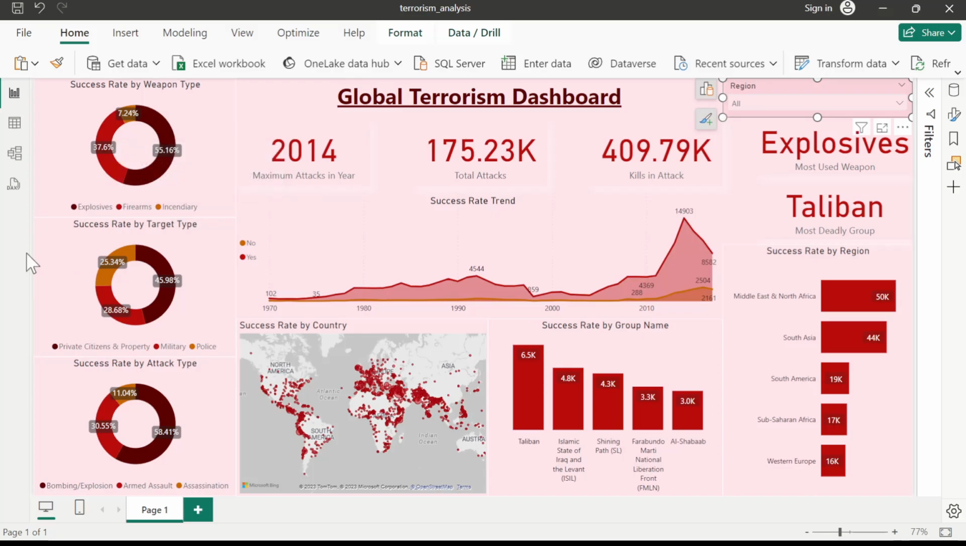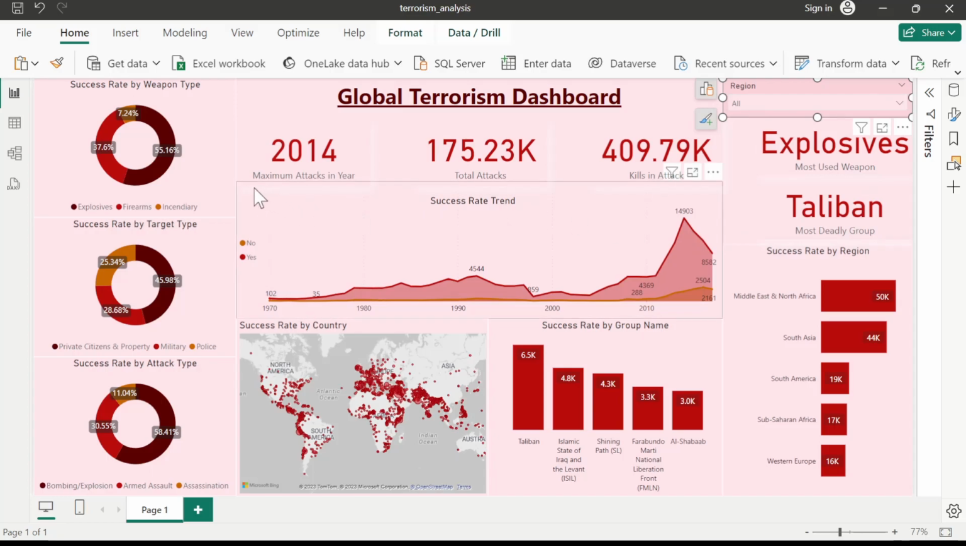And in the other donut chart, which is the success rate by target types, the majority is private citizens and property they target, which is around 46%, followed by the military and police, which is 26.68 and 25.34 percent. The third donut chart is about success rate by attack type. The types of attacks are bombing explosion, followed by armed assault and assassination. The KPIs are the maximum attack in the year, total attacks, killed in attacks, most used weapons, most deadly groups.